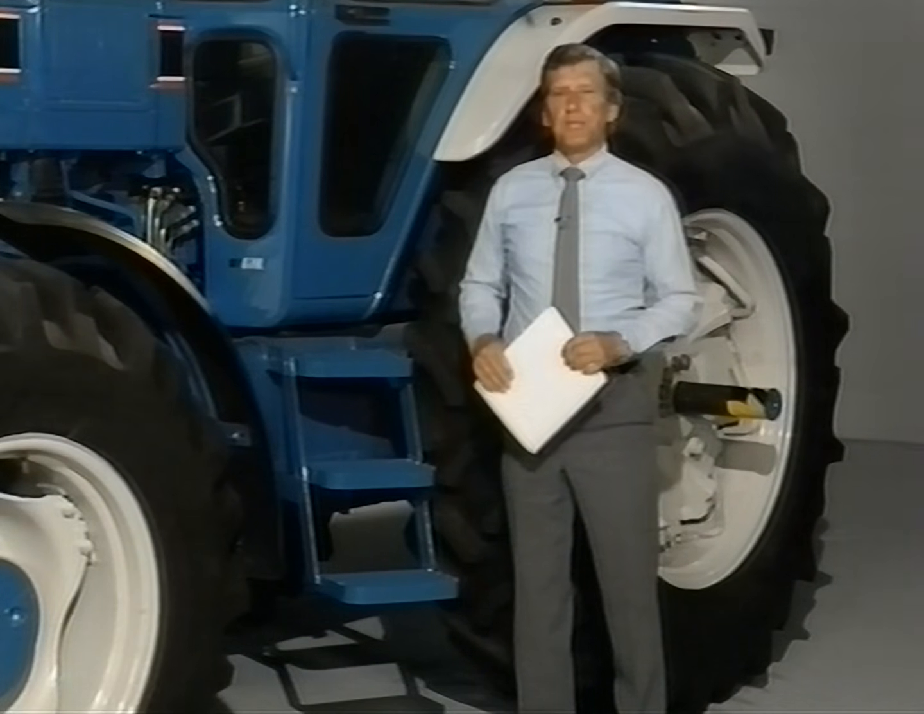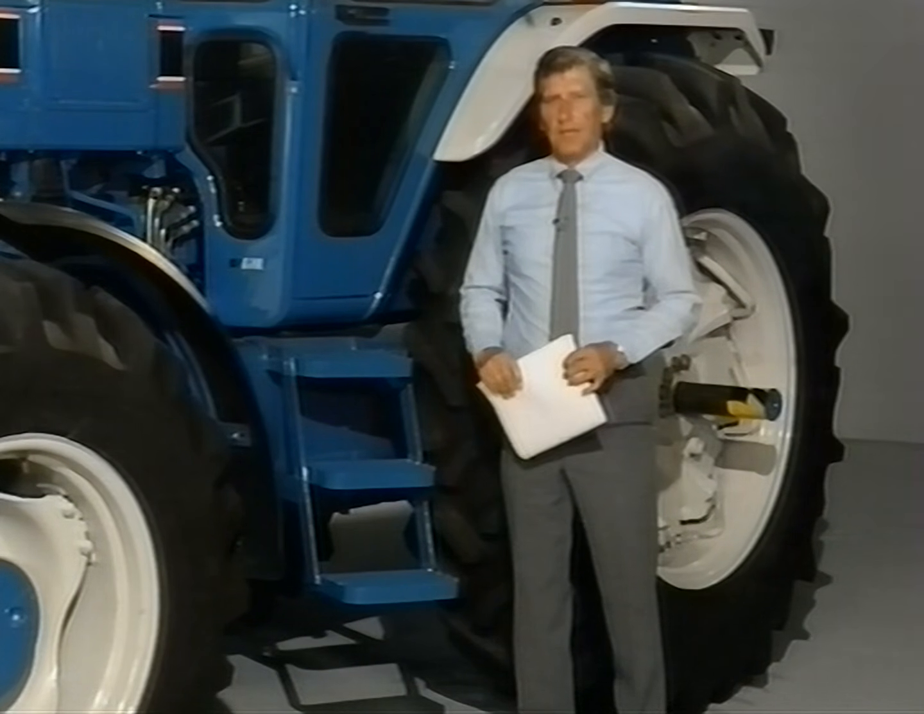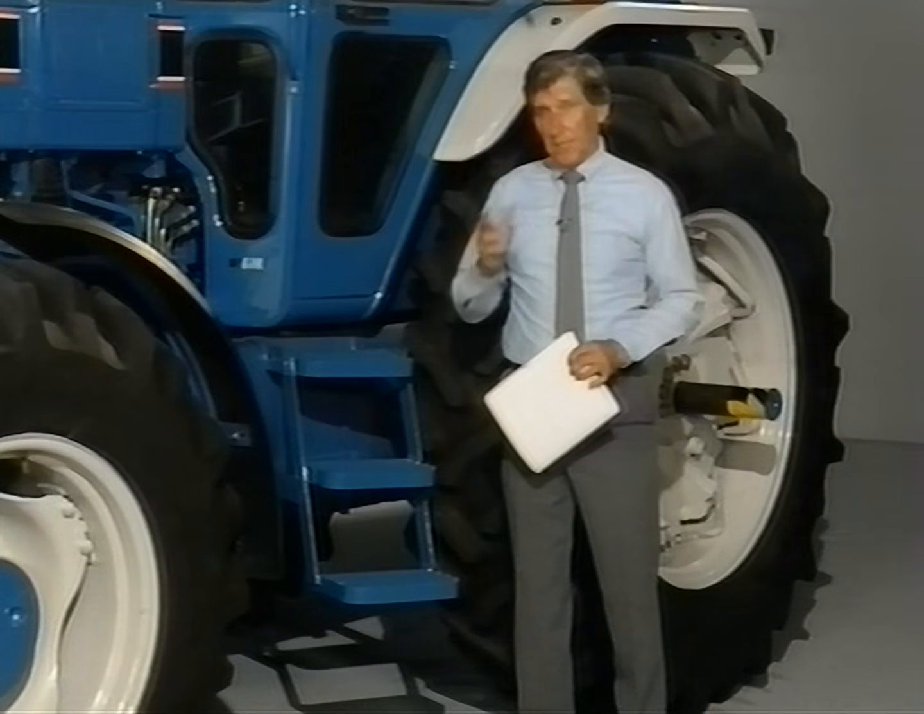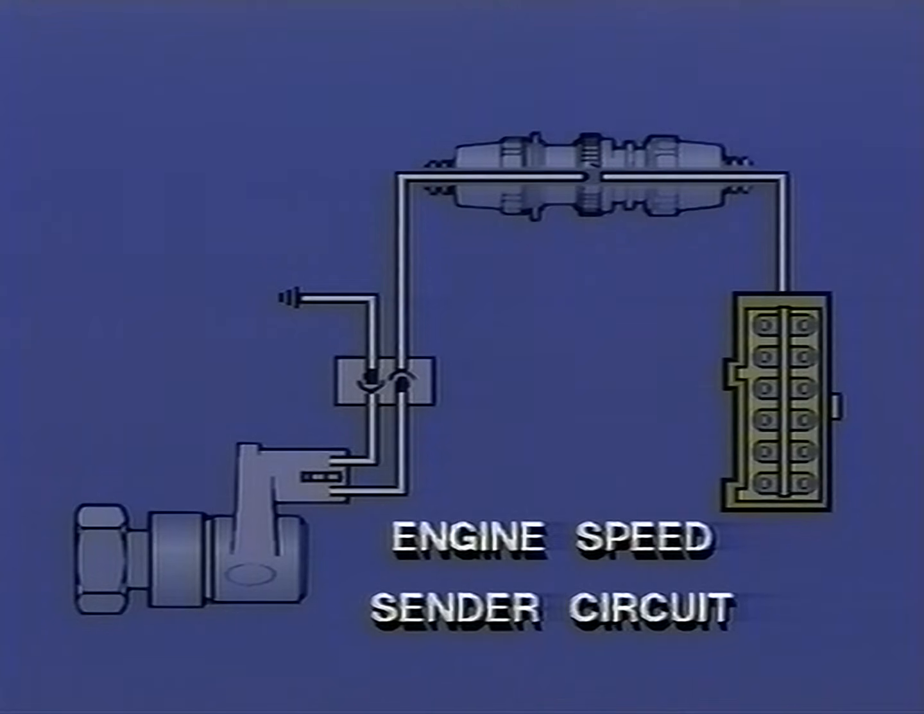The first input device we'll look at relays information about engine speed. On a TW tractor, as well as on the 8210, the engine speed sender is mounted on the back of the fuel injection pump. The rotor in the sender is driven by the pump and creates pulses which are sent to the EIP. The EIP then converts the pulses into RPM readings.